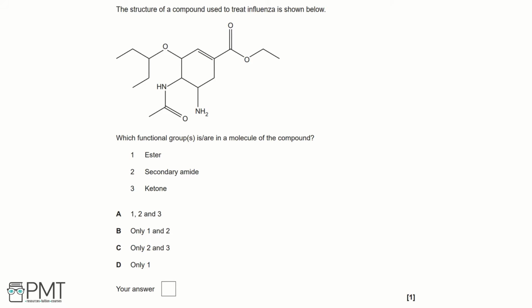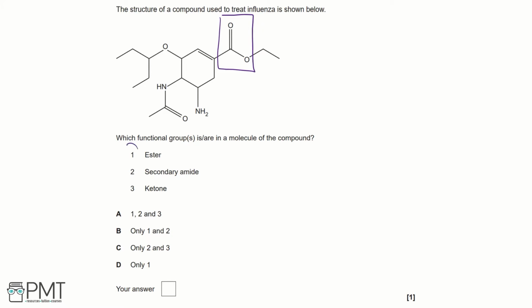Only 1 and 2. C. Only 2 and 3. Or D. Only 1. So firstly, looking if there's an ester functional group present, we can identify here the ester group in the compound, which is our carbon-oxygen, carbon double bond oxygen group.